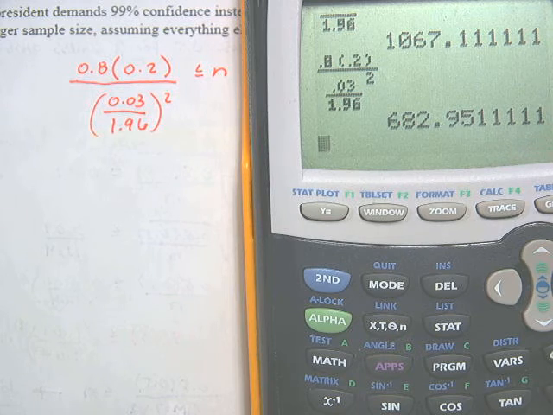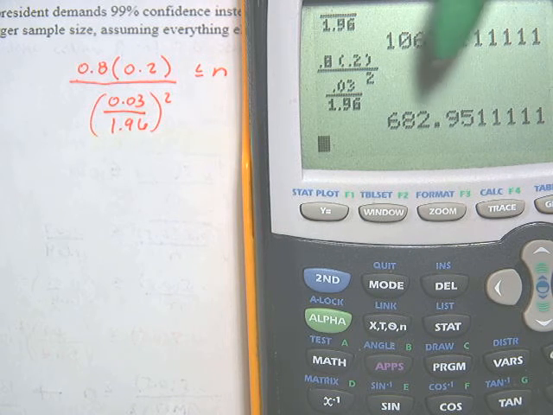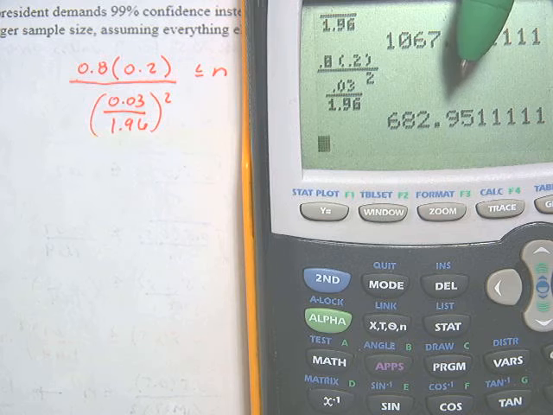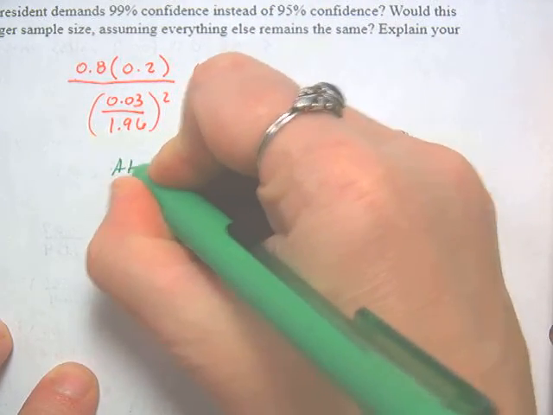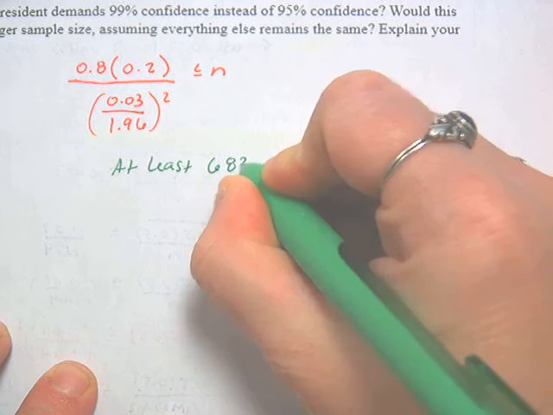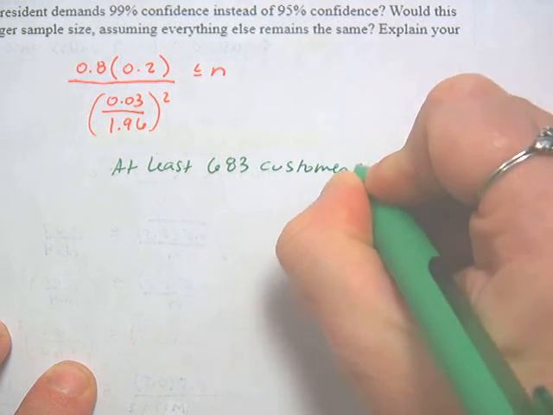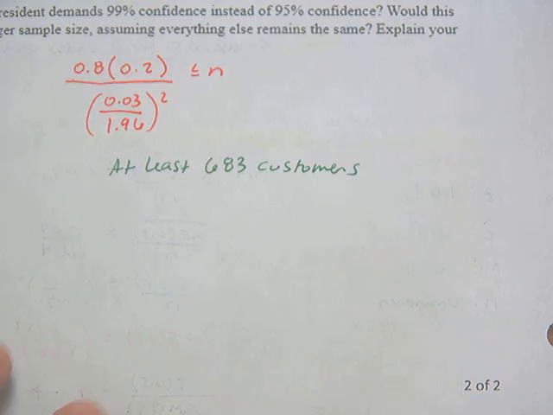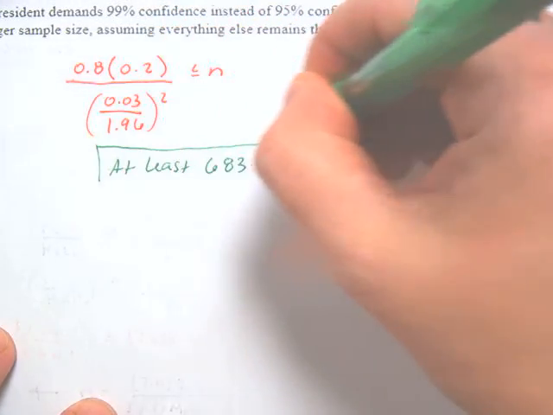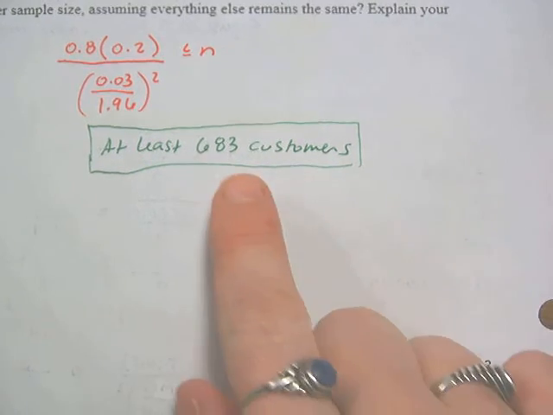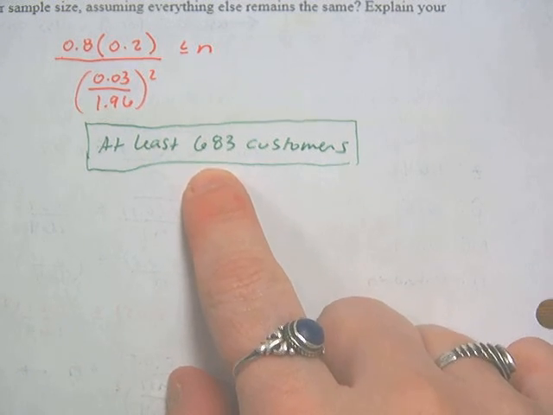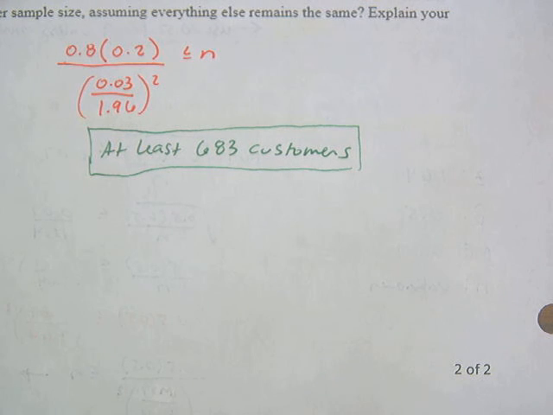Here's what you should be getting. I don't think any of you would round this the wrong way because, just following old rounding rules, you would have to do it the right way anyway. 683 customers, at least 683 customers. I'd like you to write it in words so that you understand you can survey more than that, but because it's going to cost you money to do that, that would be the bare minimum number of customers you would need. 683. And that is it.